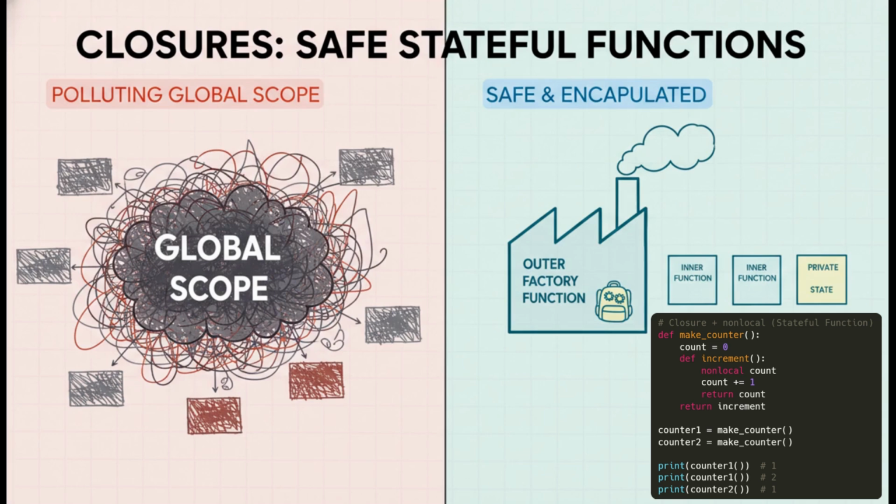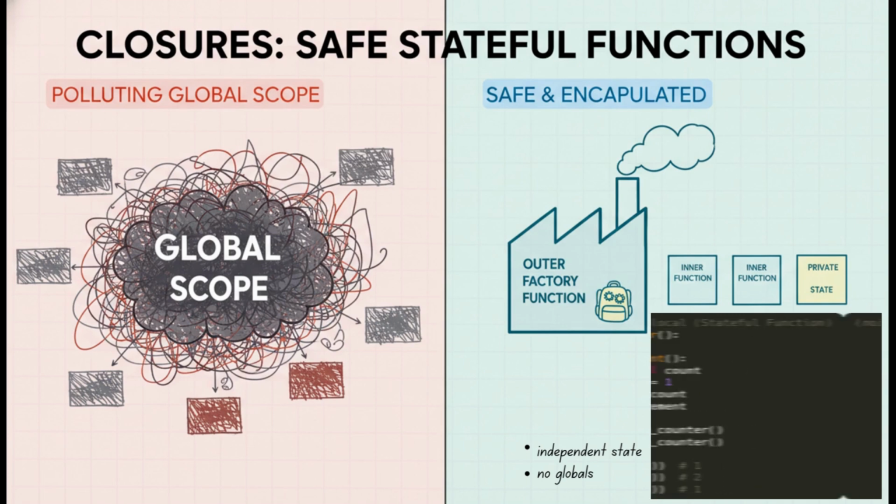This make_counter function creates a totally independent counter. Every time you call the increment function it returns, it remembers and updates its own private count variable. This is perfect for things like caching, decorators, or just managing state cleanly.